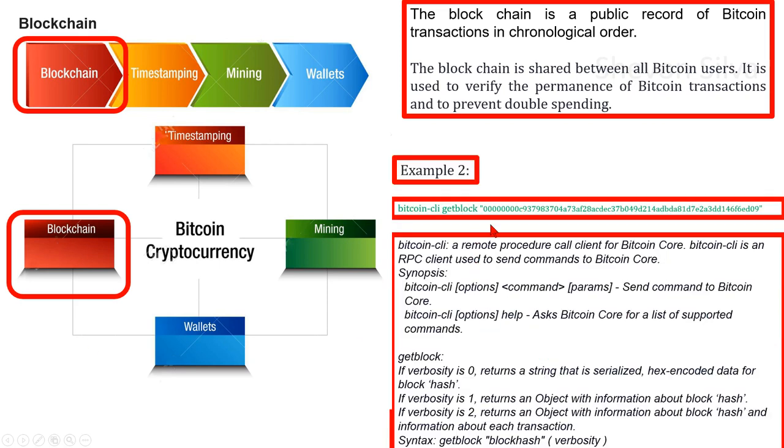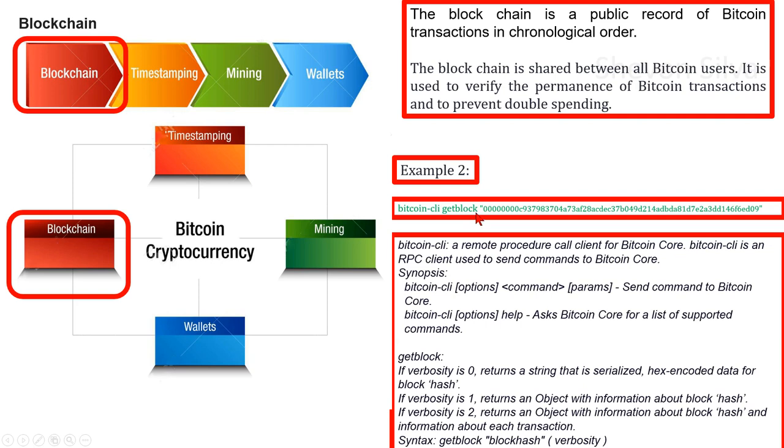As an example too, we can consider this one, bitcoin-cli getblock and this block hash here. bitcoin-cli is a remote procedure call client for Bitcoin Core. bitcoin-cli is an RPC client used to send commands to Bitcoin Core. In synopsis, bitcoin-cli options command param sends commands to Bitcoin Core. The other one, bitcoin-cli options help, asks Bitcoin Core for a list of supported commands.